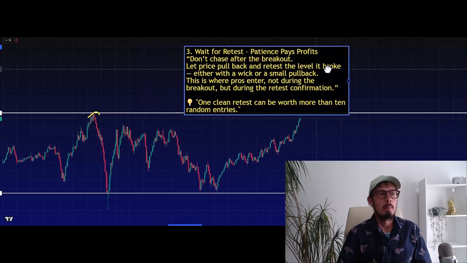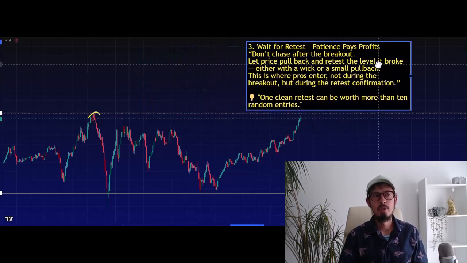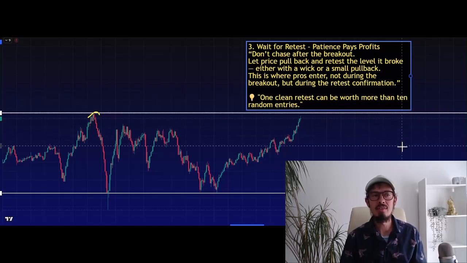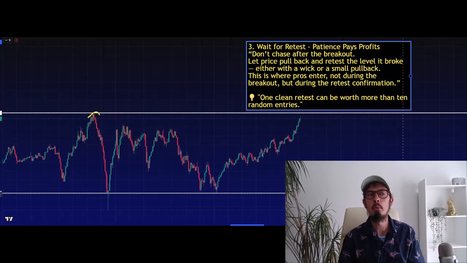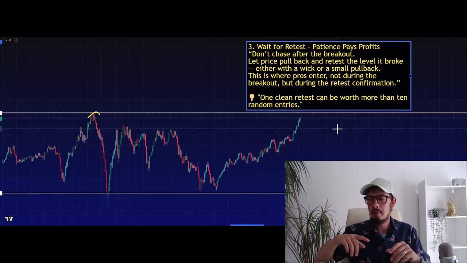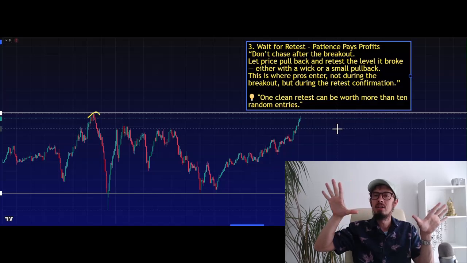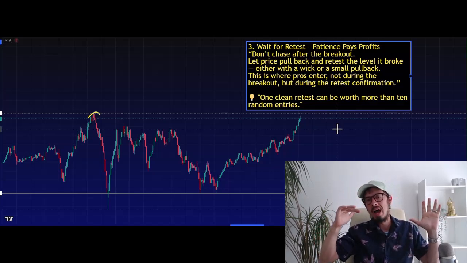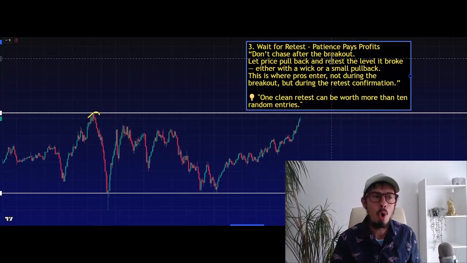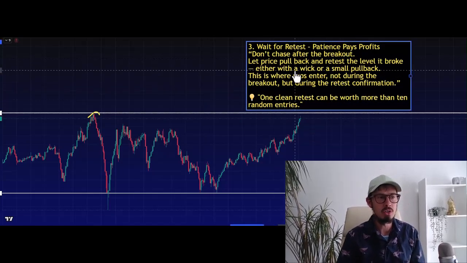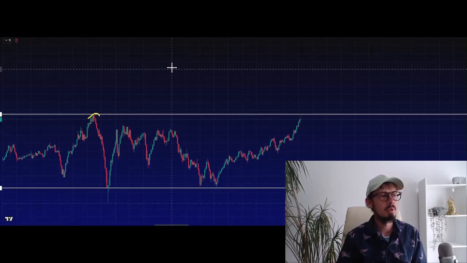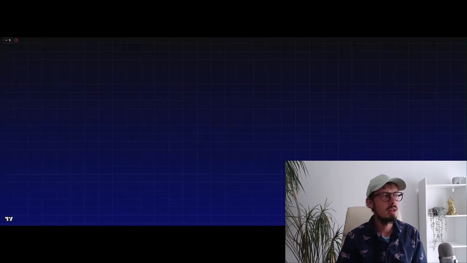Patience pays profits. Don't chase breakouts. Let the price pull back and retest the level it broke, either with a big or small pullback. This is where pros enter, not during the breakouts. Whenever the breakout happens, wait for it to rebound back and then enter. One clean retest can be worth more than 10 random entries. Let me show you what I'm talking about.